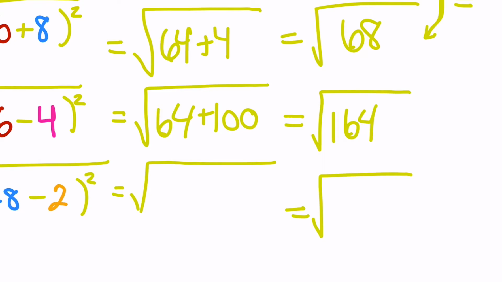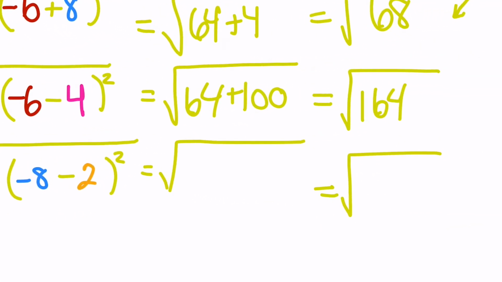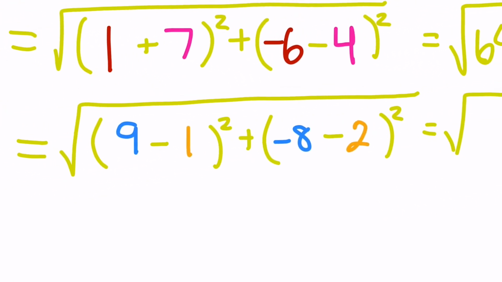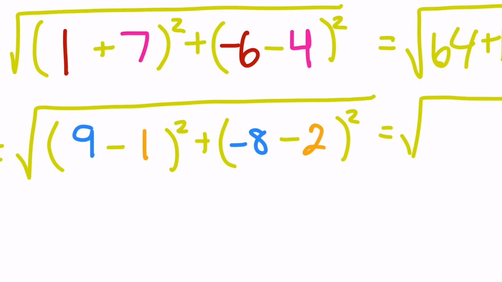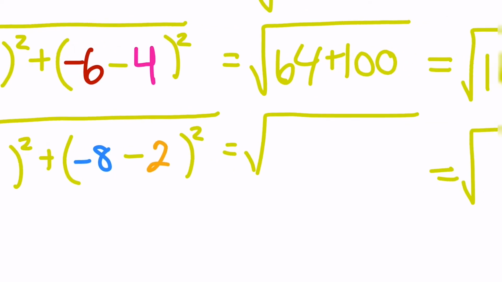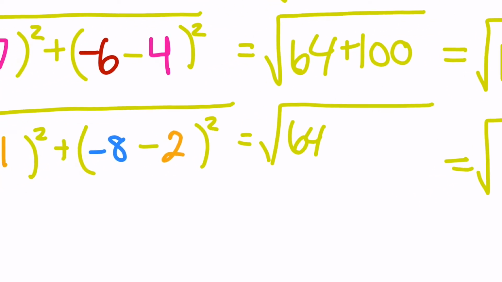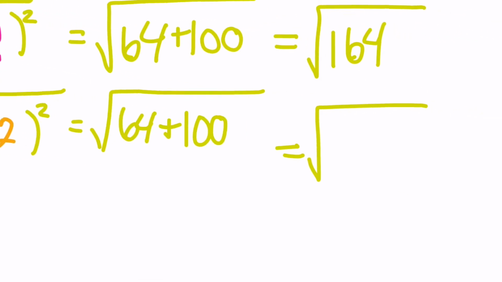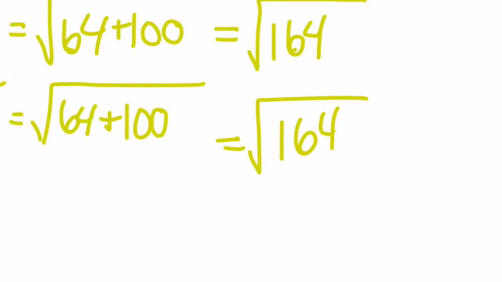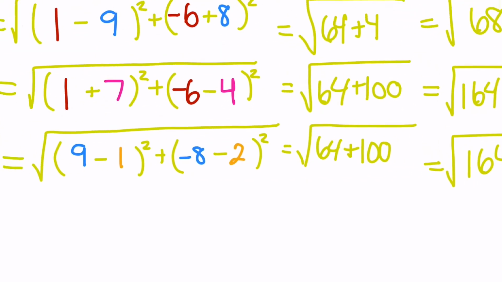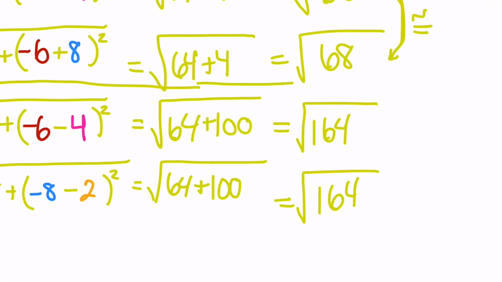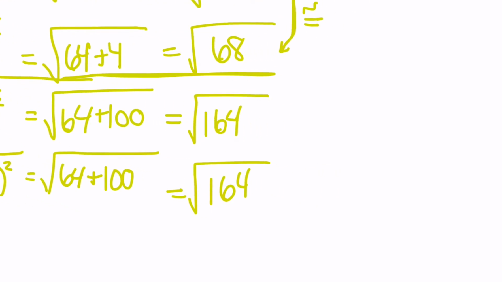The length of side AD is the square root of 164. All right, and then I do the same thing lastly with side BC. So 9 minus 1 is 8, and 8 squared is also 64. And then negative 8 minus 2 is 10. 10 squared is 100. So again, now I'm going to draw a line here to separate these. So these two sides are, in fact, congruent.